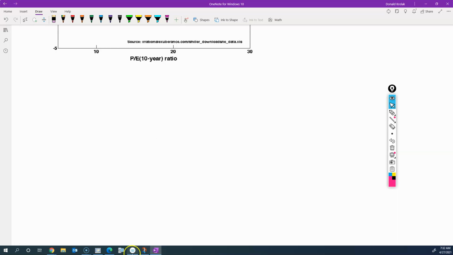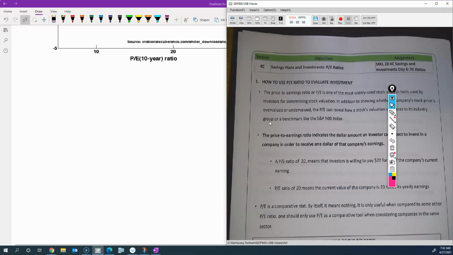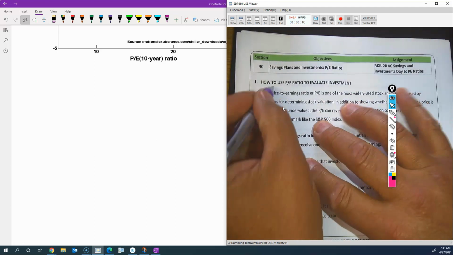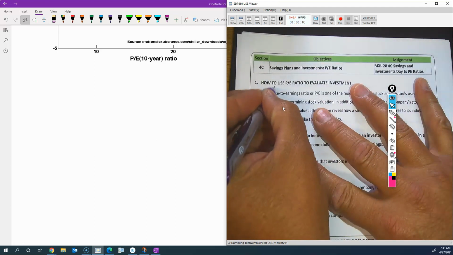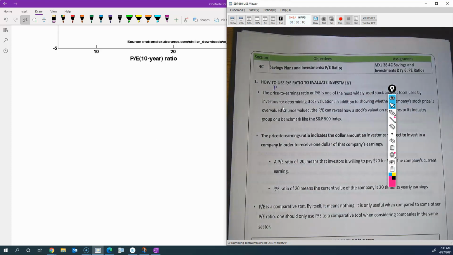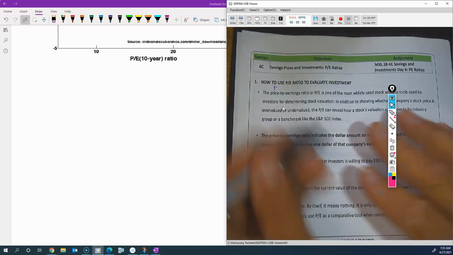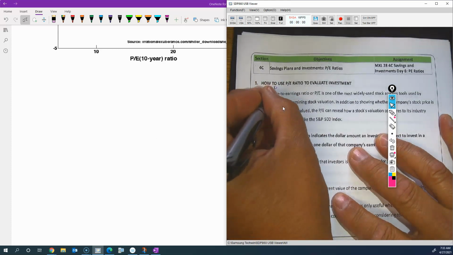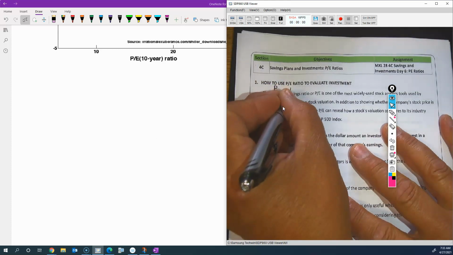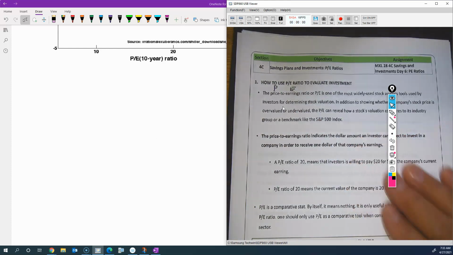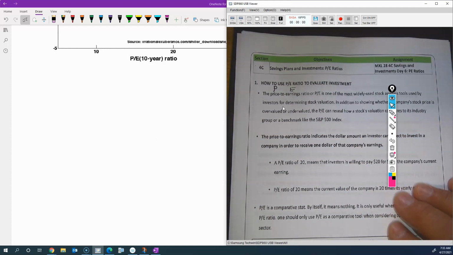So let's get into the actual specifics of it here. What the P/E ratio is telling you: it's called the P/E ratio because the P is for the word price, and the E is for the word earnings, or profit. So we've got price to earnings. That's what the P and the E stand for.